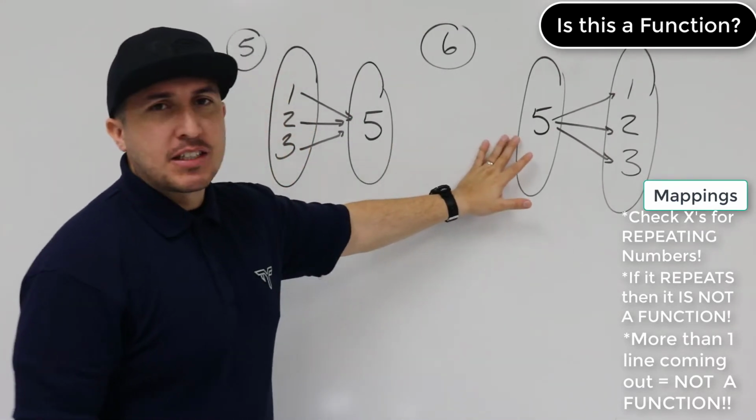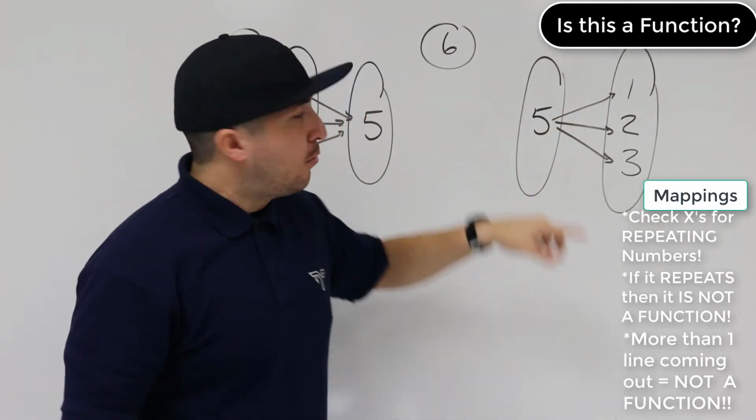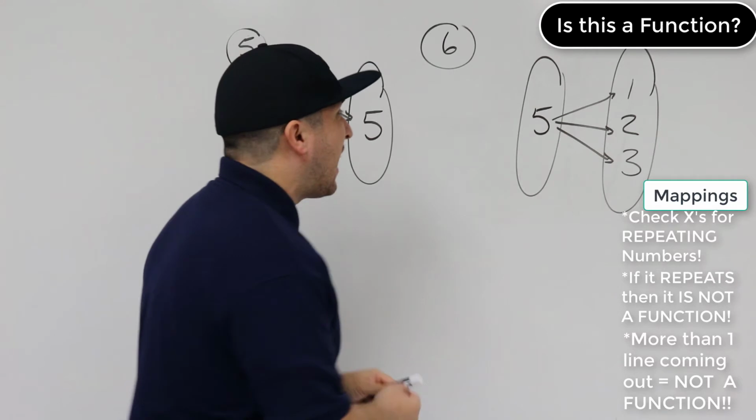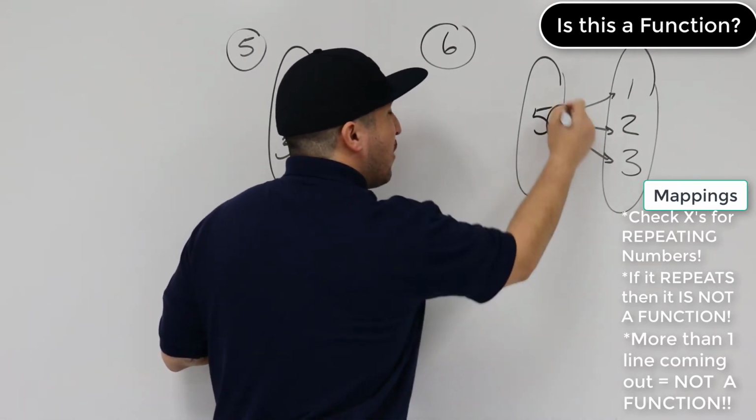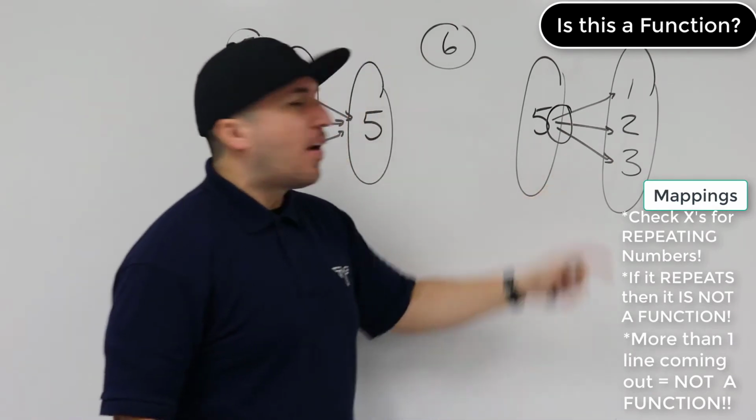All right, let's check number 6 out, here we go. Got a 5, I don't care where it goes. 1 line, 2 lines, I got 3 lines coming out of this one guy. 3 lines right there? That doesn't work, you cannot do that, that's not a function.